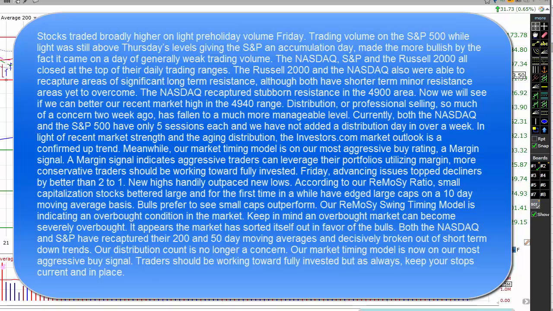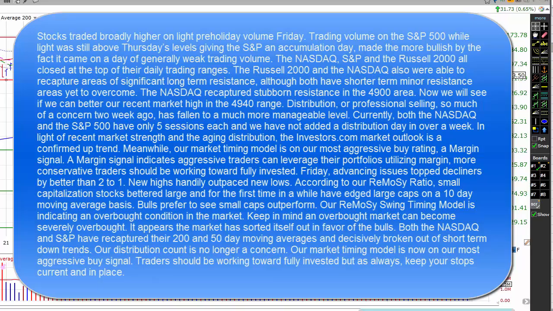Our Ramosi swing timing model is indicating an overbought condition in the market. Keep in mind that an overbought market can become severely overbought. It appears that the market sorted itself out in favor of the bulls. Both the NASDAQ and the S&P 500 have recaptured their 250-day moving averages and decisively broken out above short-term downtrends.